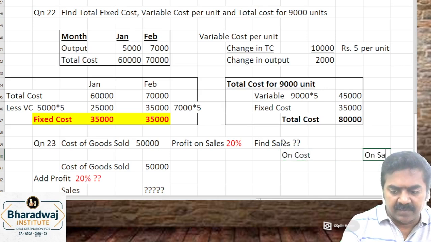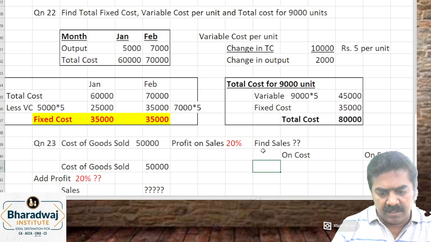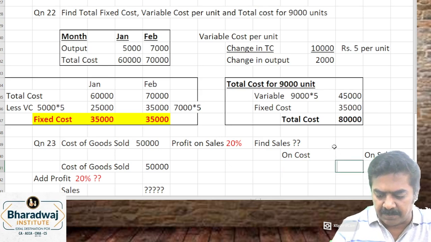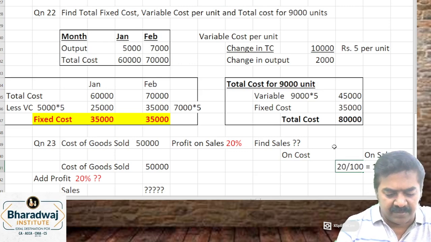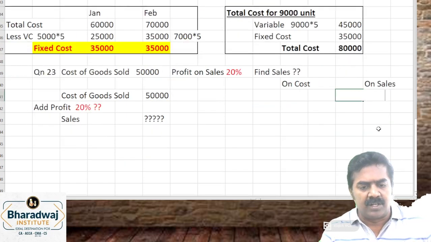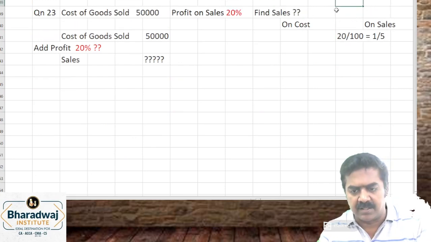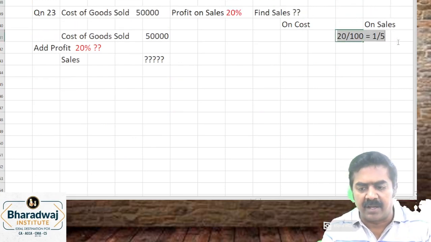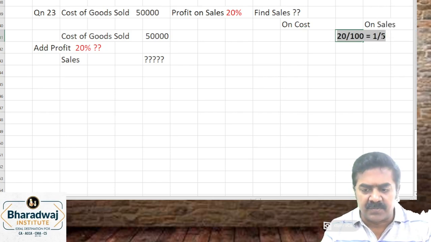Wait. How to convert? Very simple. On cost if it is, sorry, on sales if it is 20%. 20% means 20 by 100, nothing but 1 by 5. What is 20%? What do you mean by 20%? 20 by 100. 20 by 100 can be written as 1 by 5. What is this 5? What is this 1?